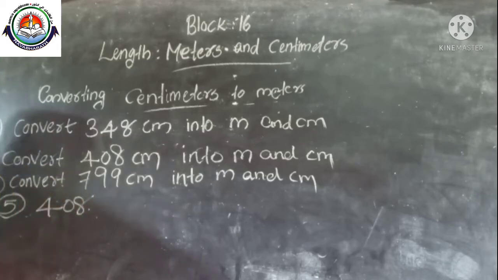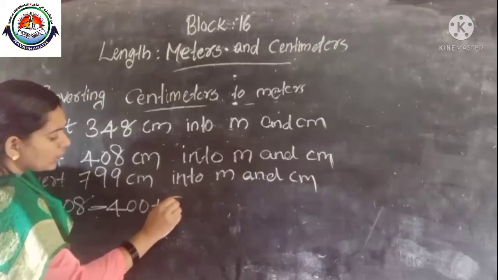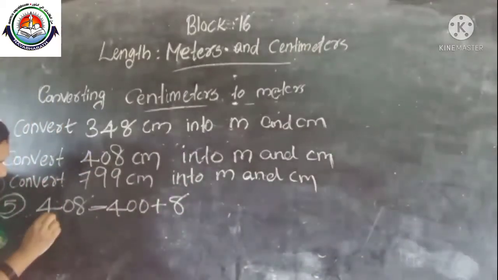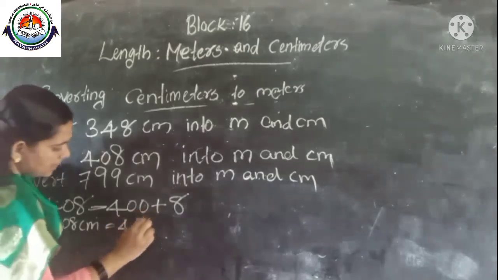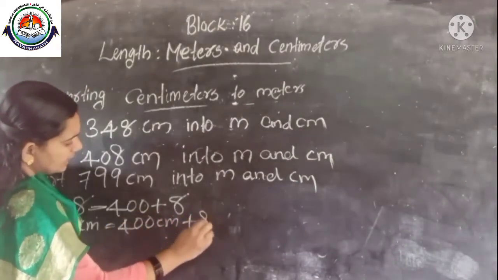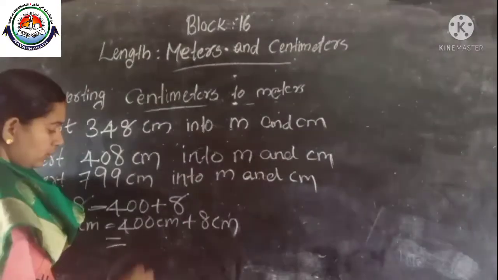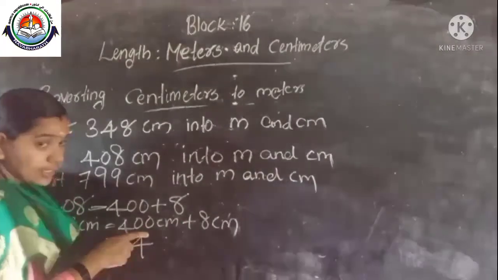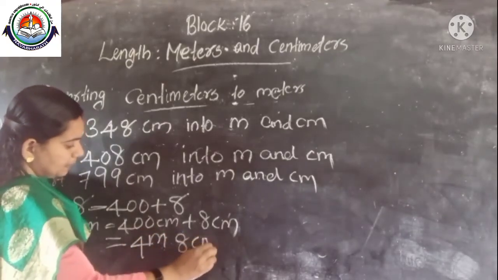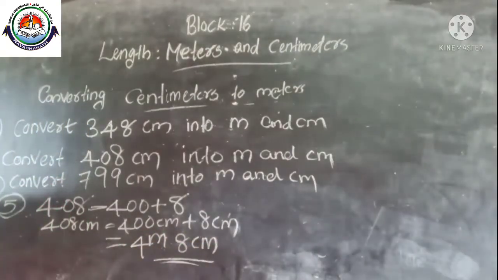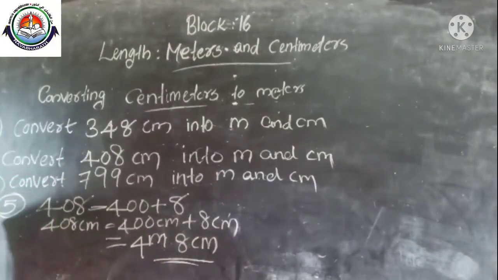Fifth question. 408. How do you write 408? 400 plus 8. So 408 centimeter we can write as 400 centimeter plus 8 centimeter. 400 centimeter you convert to meter: 4 meter and 8 centimeter. Did all get this answer? Those who are not getting it, please correct now.